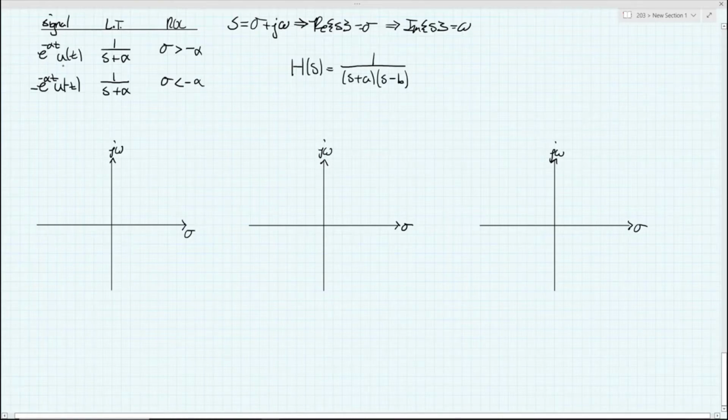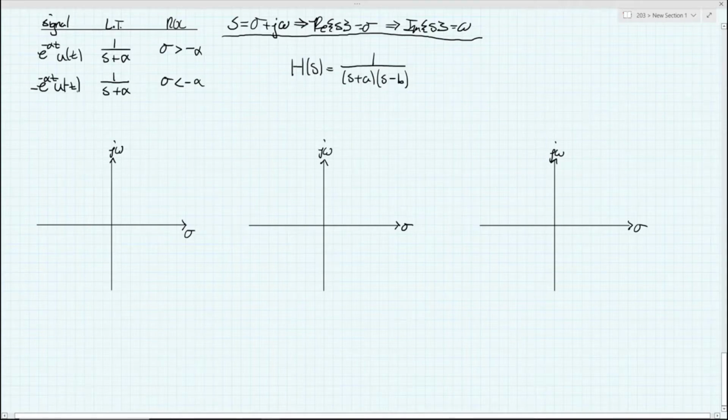So it gives a signal of e to the negative alpha t times a unit step, and its Laplace transform is 1 over s plus alpha. And then the region of convergence is that sigma is greater than negative alpha, and sigma is the real part of s. That's right there.